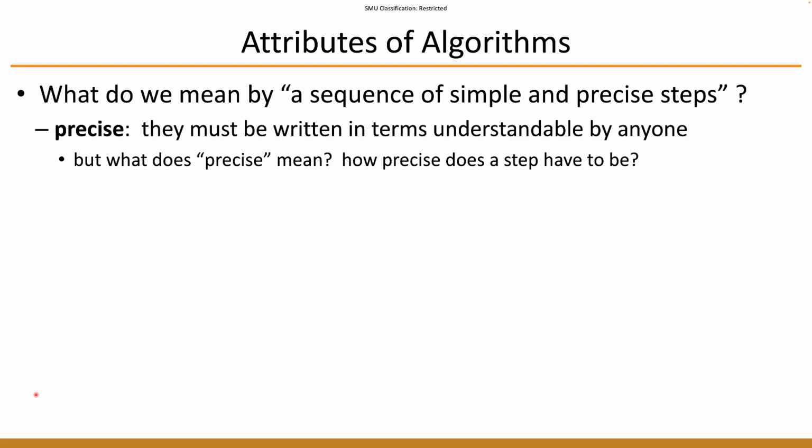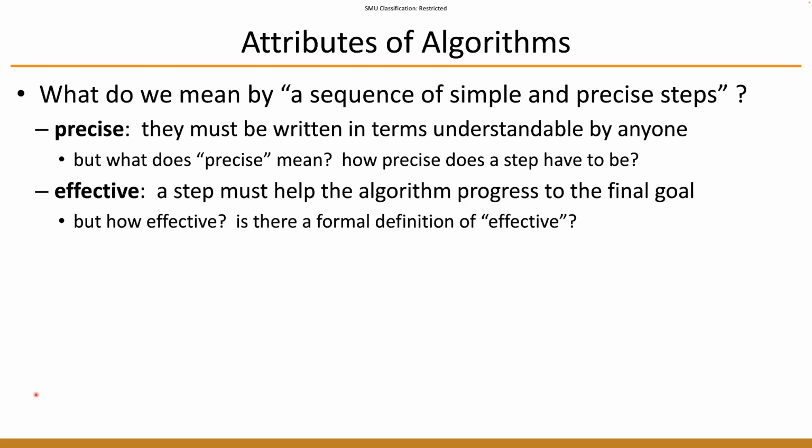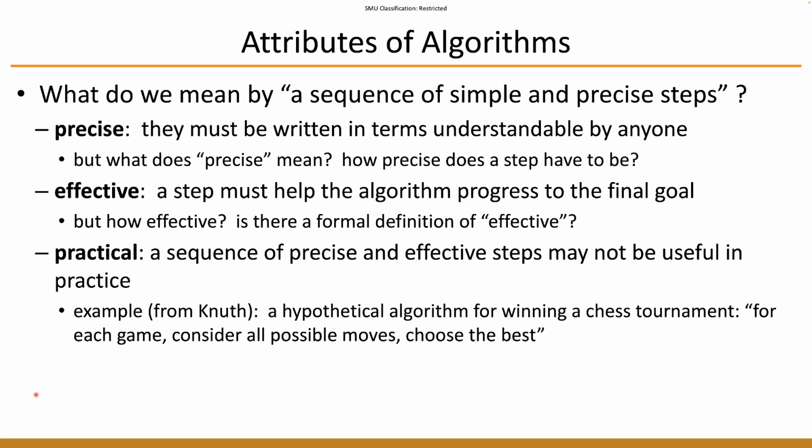Okay, so what exactly do we mean by having a sequence of simple and precise steps? That actually refers to a couple of important properties we want to see in our algorithm that we highlighted in the earlier weeks. Being precise basically means that you should write the instruction in a way that everybody, particularly the user, will be able to understand. Being effective basically means that if you have multiple alternatives, you want to reach the final output as fast as you can. Finally, a very important thing is that you want to make sure that your algorithm design is practical.